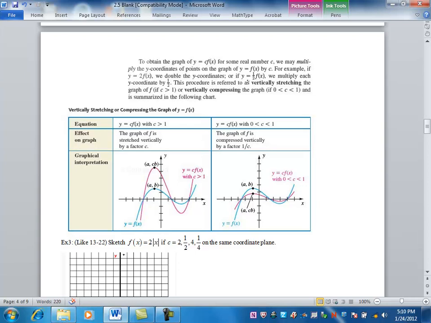This procedure is referred to as vertically stretching if c is bigger than 1, or vertically compressing if c is between 0 and 1. You're going to find out later what happens if that number in front of the function is negative. But for now, if that number in front of the function is bigger than 1, it will give the graph a vertical stretch. If that number has a value between 0 and 1, we say that we are vertically compressing the graph. And you can see that here. You'll notice in the pink, c is greater than 1. Here in the pink on this graph, c is between 0 and 1, and you can see how the pink graph lies very much closer to the x-axis.